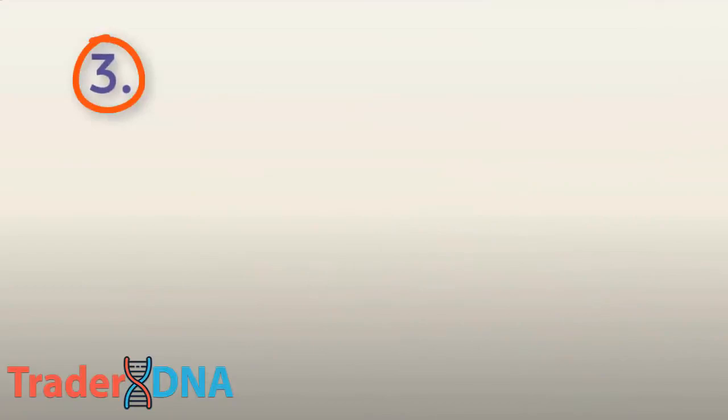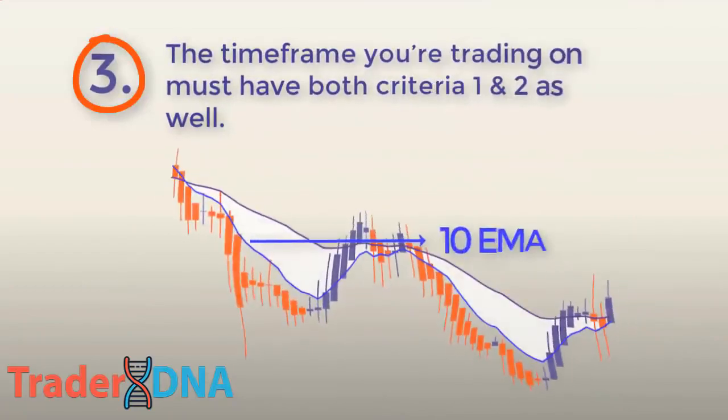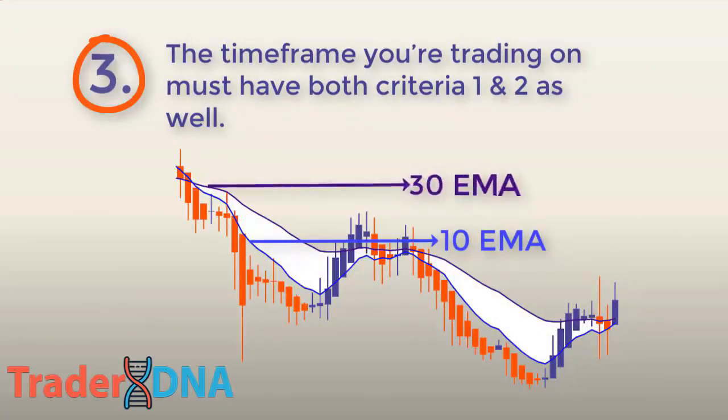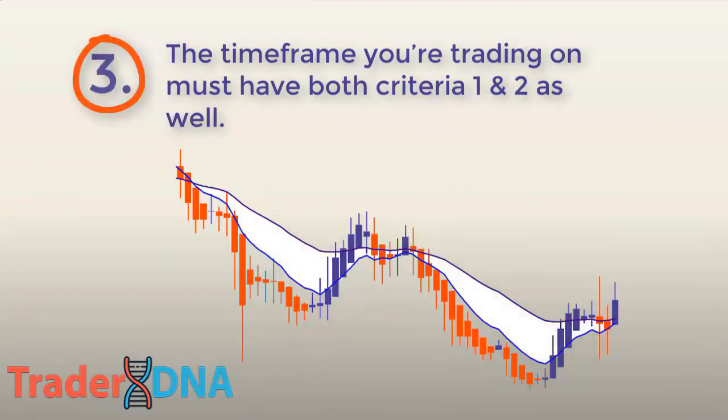Criteria number 3. The time frame you're trading on must have both criteria 1 and 2 as well. Once you have all 3 criteria, I will look to go short when price bounces off either of the exponential moving averages and the first bearish Heiken Ashi is formed at a lower high.